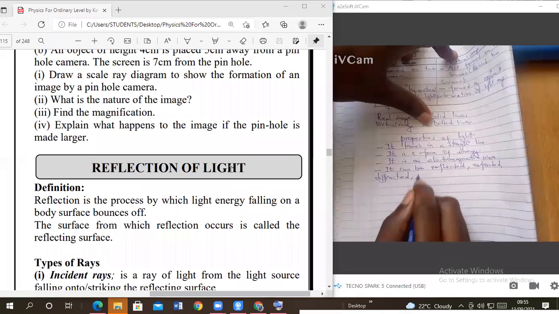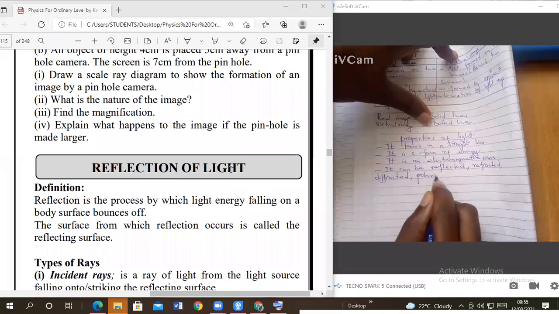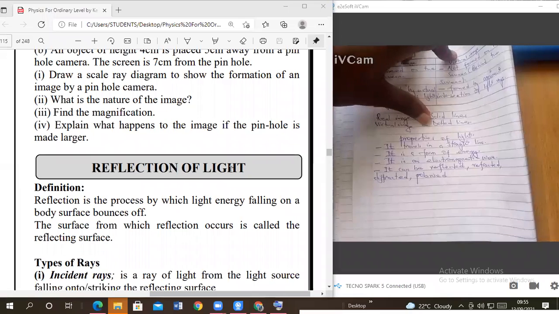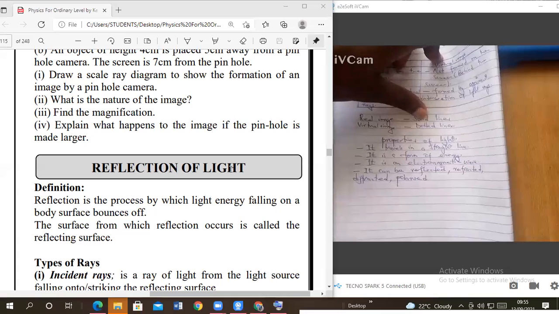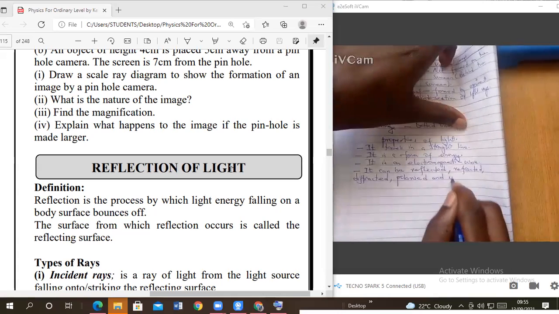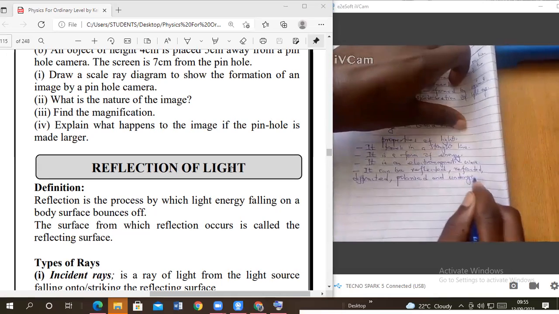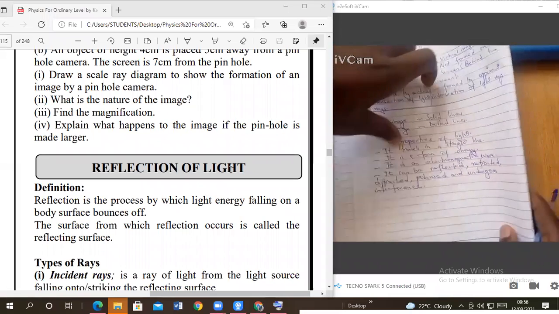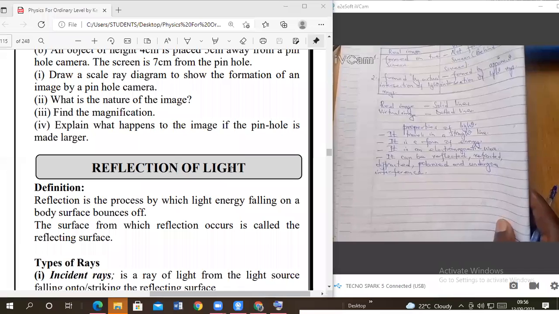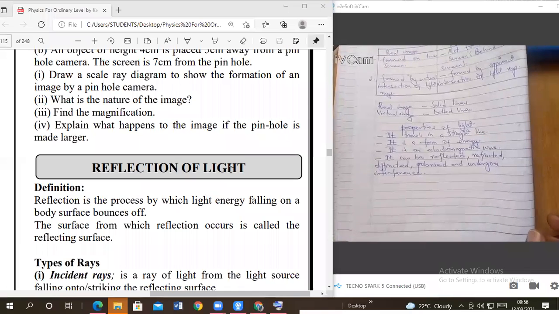It can also be what? Someone has given: it can be polarized. Good. What else? And it undergoes interference. Interference. Those are the properties of light.